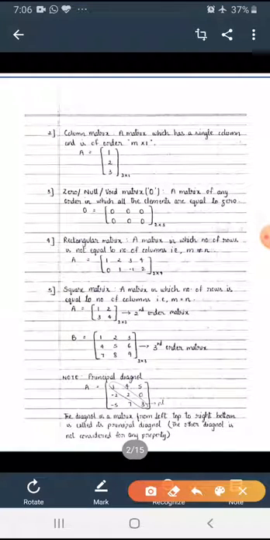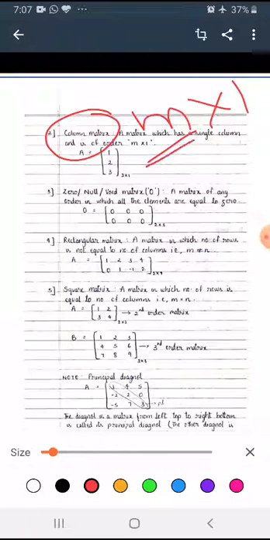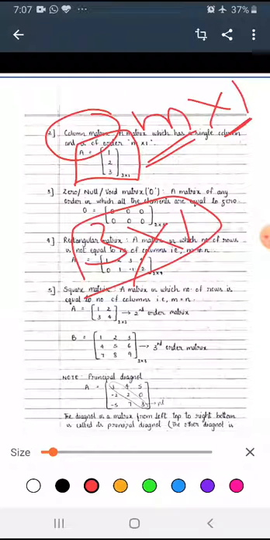Column matrix. See here, a matrix which has a single column, and its order is m by 1. Here m by 1 means m rows and one column. Now I will give one example. In that, how many rows are there? 3 rows are there, so 3. How many columns are there? Only 1, so 3 by 1. So this matrix is called a column matrix.